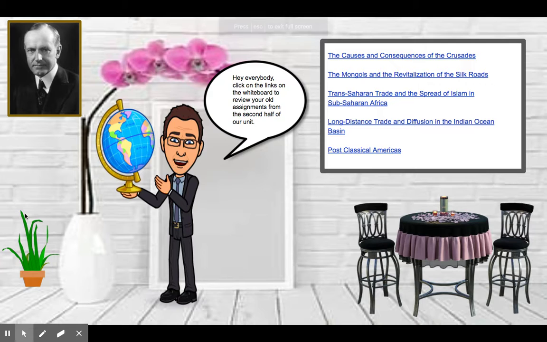The next slide shows the various assignments that we have done in the second half of Unit 4. The assignments included the Crusades, the Mongols and the Silk Roads, trans-Saharan trade and the spread of Islam, trade and diffusion of the Indian Ocean basin, and post-classical Americas. So you'll be asked to choose one of these topics in order to formulate your questions.